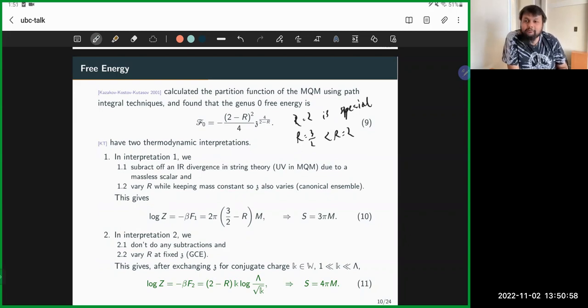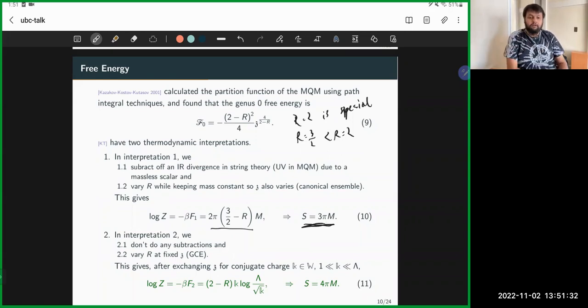Anyway, Kazakov and Tseytlin basically found two different thermodynamic interpretations of this free energy. I don't want to tell you anything about what the interpretations are, but in the first interpretation, they subtracted off some divergence, some string theory divergence. Okay. And they interpreted Z as a coupling constant and interpreted the free energy as a canonical free energy. Okay. And when they did that, they got this guy, which vanishes at the temperature of interest, R equals 3 over 2. Okay. And they found this relationship between the entropy and the energy.